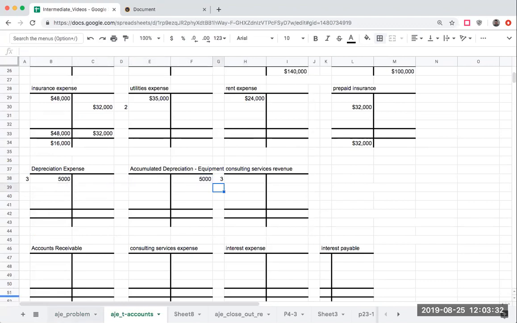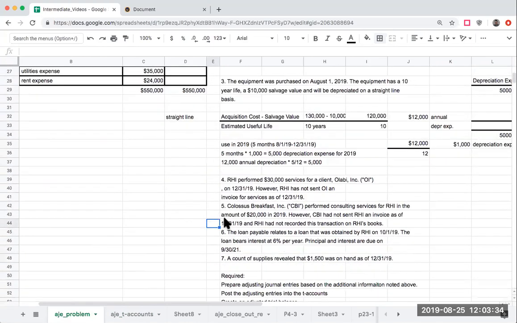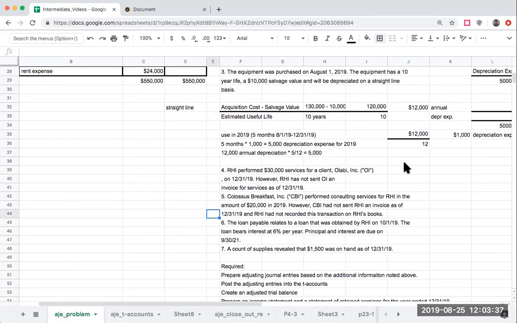Okay, so we're now going to go down to the next one. I performed $30,000 of services for Olabi Inc. on December 31st, 2019. However, I did not send Olabi Inc. an invoice for services as of December 31st, 2019. So what exactly is this? If I've performed services for somebody, even if I have not billed them, I need to recognize the revenue. So let's pause real quick and I'll pull up the relevant accounts.